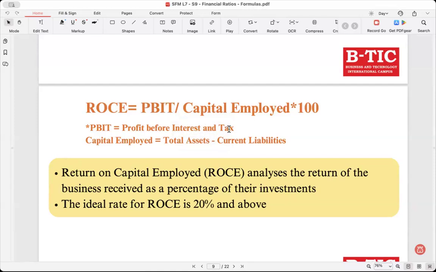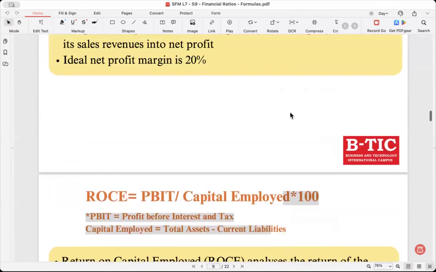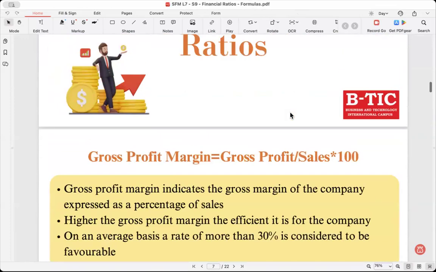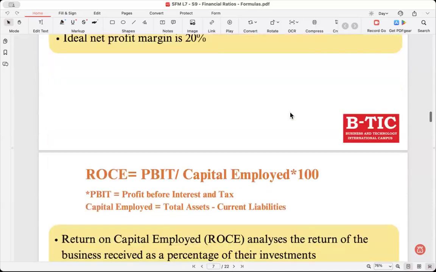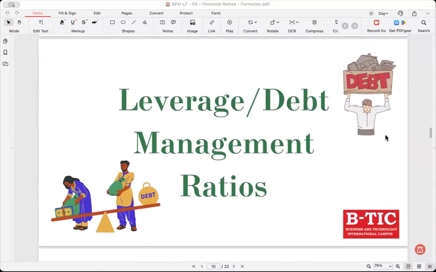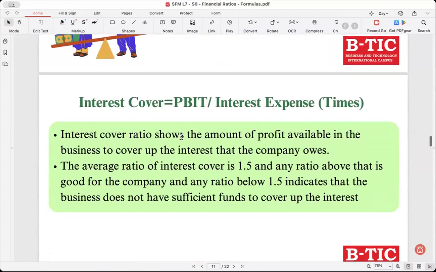You have to take the profit before interest and tax. That's why it is mentioned PBIT divided by capital employed, where capital employed equals total assets minus current liabilities, times 100, because we are calculating the profitability ratios as a percentage. So this is profitability ratios. Next comes leverage or debt management ratios.